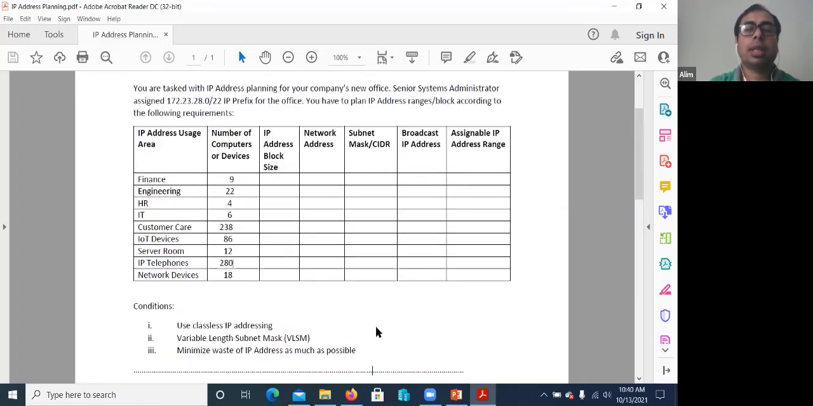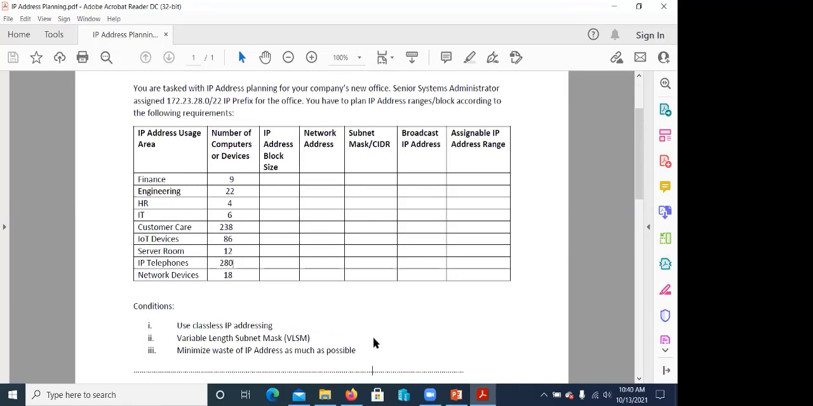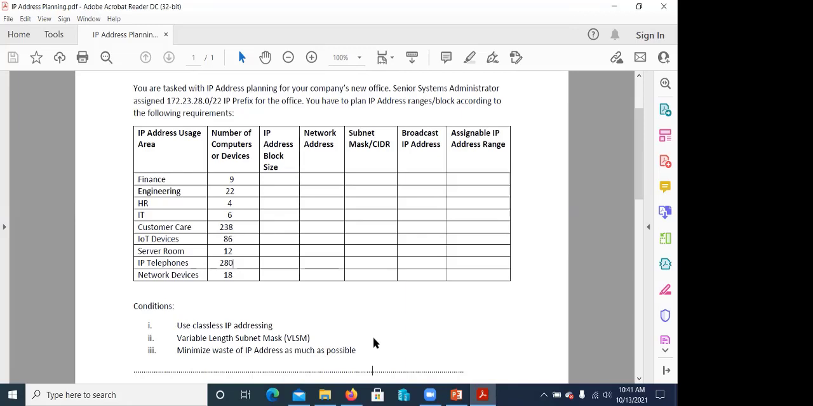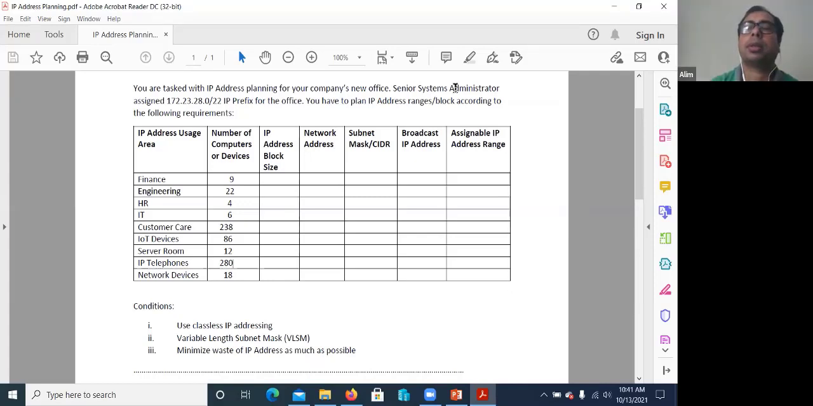For example, in this example, okay. Yes, sir. How does classless IP addressing differ from variable length subnet masks? Sorry, I said, how does classless IP addressing differ from variable length subnet masks? What is the difference between the two? Okay. In terms of wasting IP addresses. Okay.